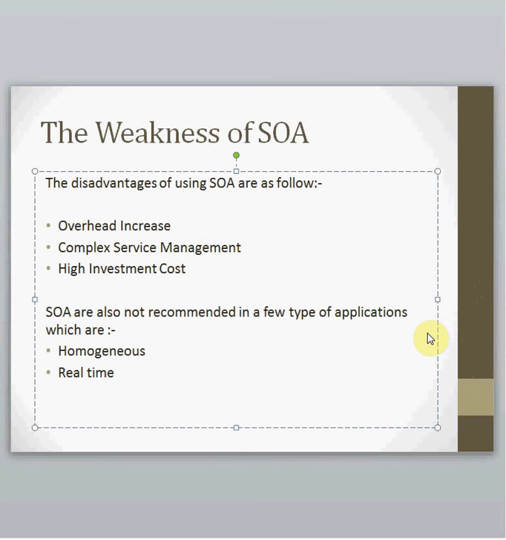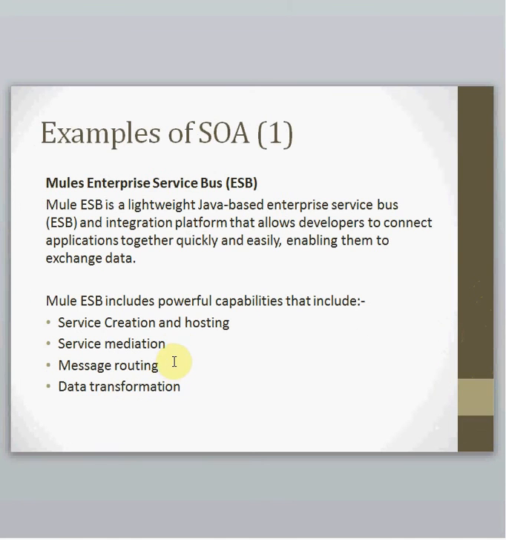An example of a SOA-based application is the Mule Enterprise Service Bus. Mule ESB is a lightweight Java-based enterprise service bus and integration platform that allows developers to connect applications together quickly and easily, enabling them to exchange data. Mule ESB enables easy integration of existing systems, regardless of the different technologies that the applications use, including JMS, web services, JDBC, HTTP, and more.